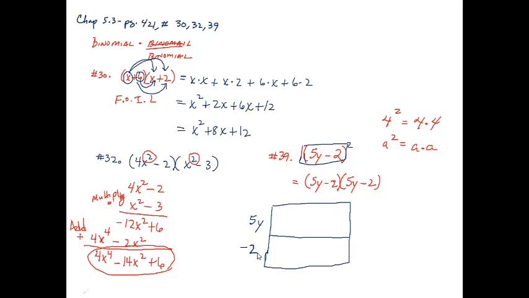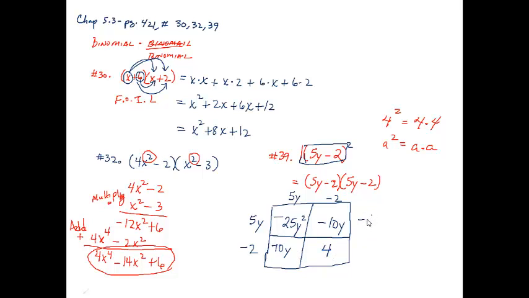5y and the negative 2. Great. Now look at the second group. How many terms does it have? It has 2. So you're going to have 2 columns, 5y and negative 2. And now you just multiply. 5y times 5y is 25y squared. 5y times negative 2 is negative 10y. Negative 2 times 5y is negative 10y. And negative 2 times negative 2 is positive 4.